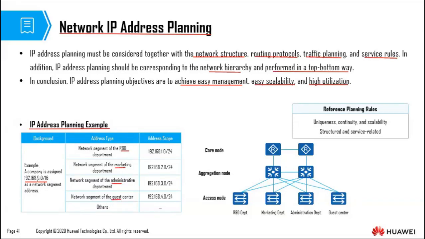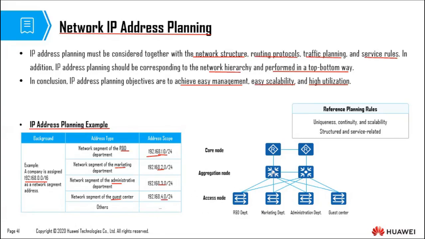So we subnet this address, and we ensure that these addresses are contiguous, meaning they follow each other in a structured way, so that you can achieve easy management of the addresses. When you see this IP address, you just know that it's coming from the R&D department, for example. It also achieves easy scalability, because next time you want to add another department, you simply add 192.168.5.0/24.